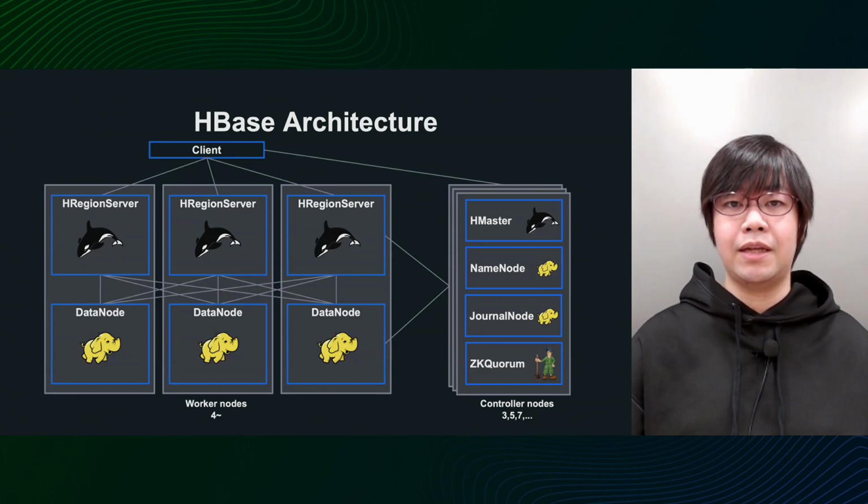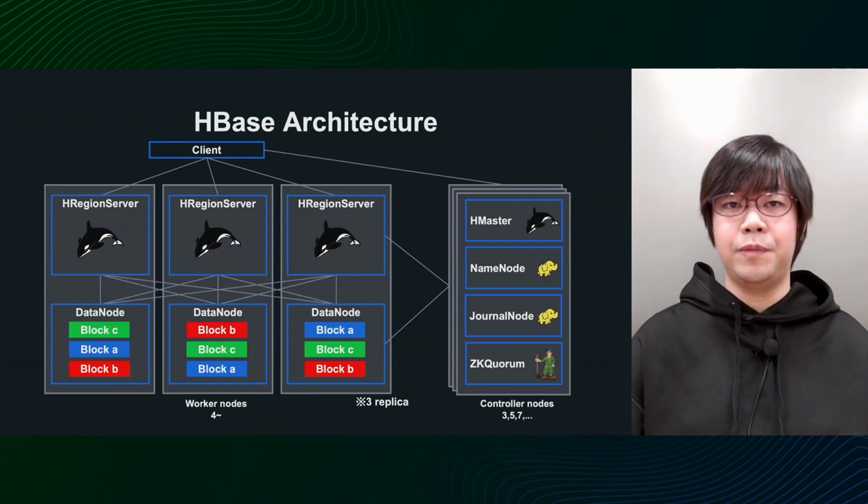Name node, journal node, and data node are Hadoop file system daemons, and the name node and journal node run on the controller node, and the data node runs on the worker node. With Hadoop file system, files are divided into multiple blocks and are stored on the data node. Each block is either 64 megabytes or 128 megabytes.